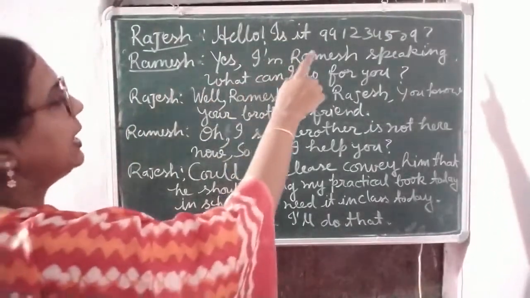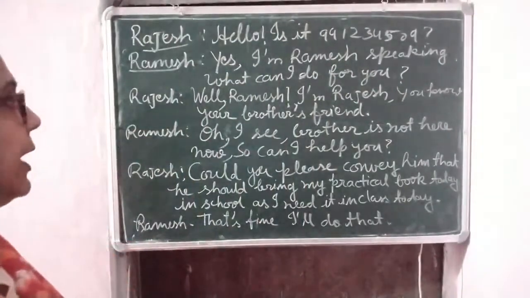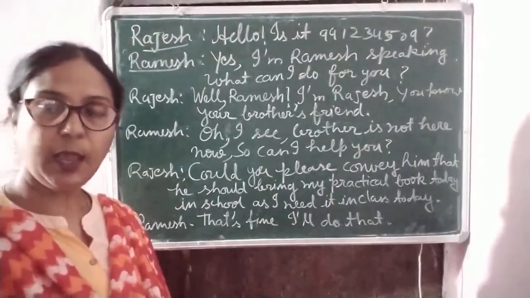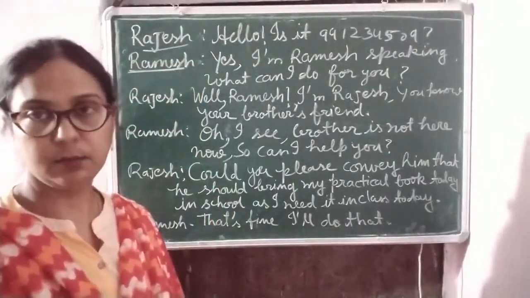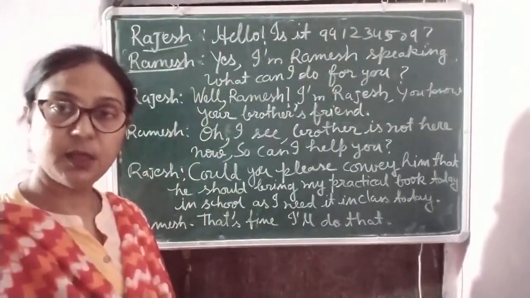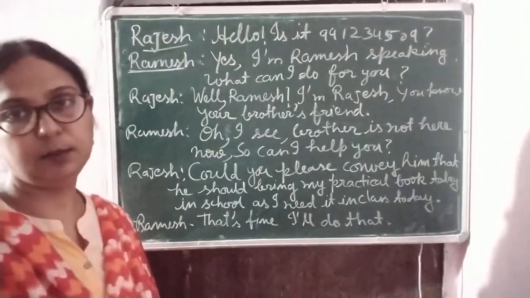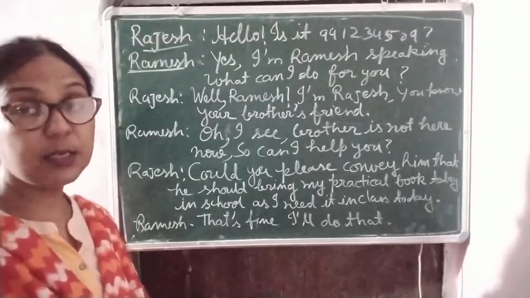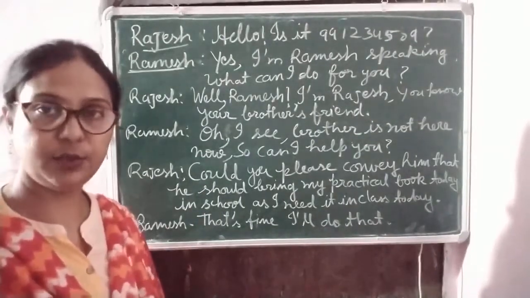Rajesh: Hello, it is 9912345 09. Ramesh: Yes, I am Ramesh speaking. What can I do for you? Now one telephonic conversation I have written on the board, and imagine that you are Ramesh and a phone call has come from Rajesh. Rajesh is your elder brother's friend, and he wanted to tell you something about his practical book. That conversation I am going to read, so you just listen carefully, and after that we will write a message on this telephonic conversation. So let's read.